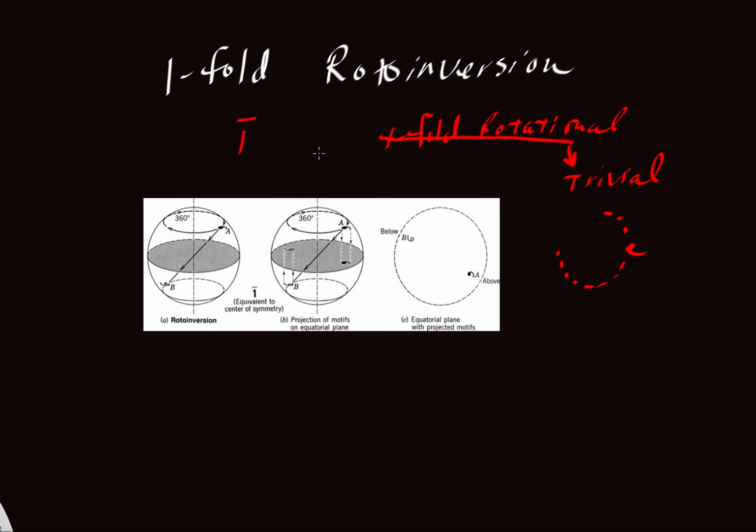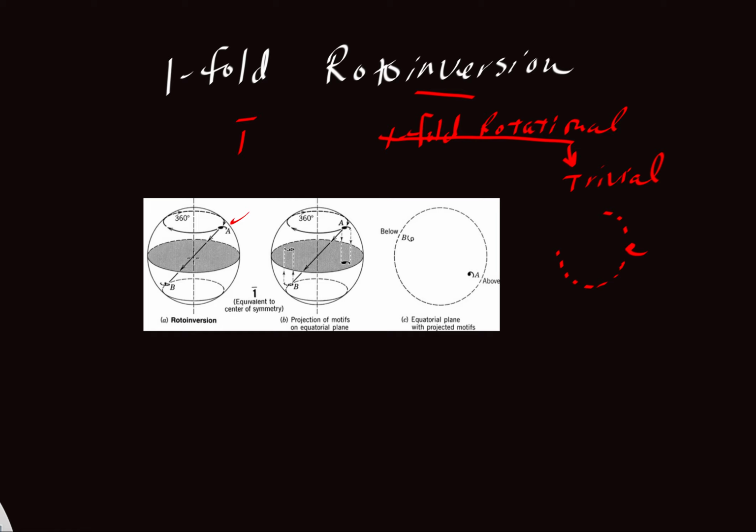But some interesting things happen when we combine the one-fold rotational axis with inversion. So we invert something through a point. And we're going to use this example here using a figure from Klein and Dutrow. They have an original motif here, in this case a comma. They're going to rotate it 360 degrees, which is, again, that boring, trivial case, which just gives us this same comma back. So nothing interesting there.